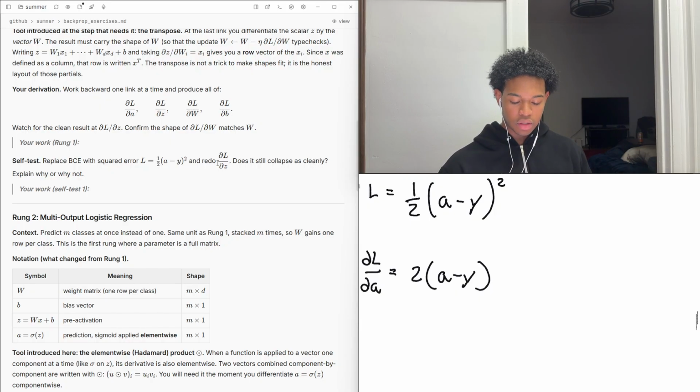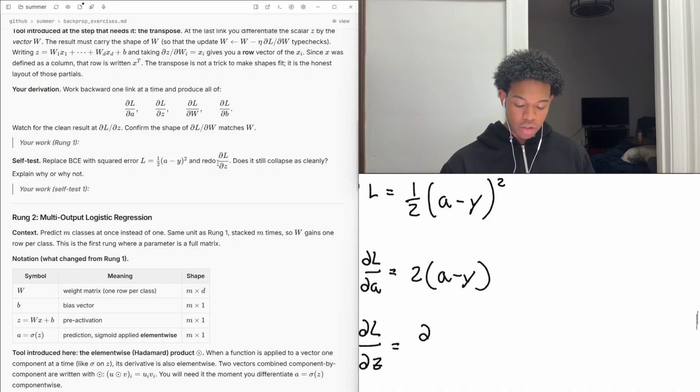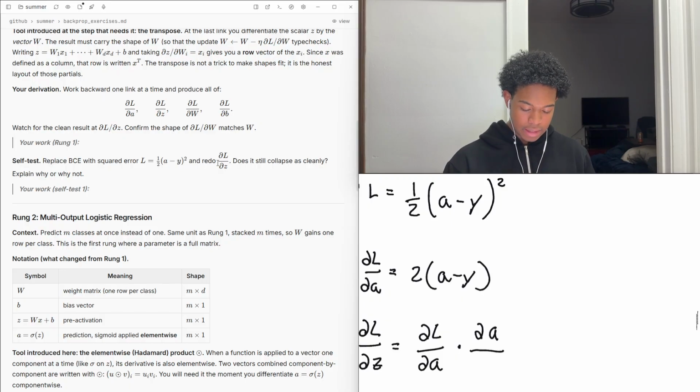Importantly, the y is still there. So this equals 2a minus 2y. And then the partial derivative of L with respect to Z equals the partial derivative of L with respect to A times the partial derivative of A with respect to Z.